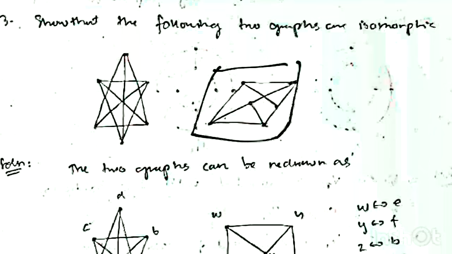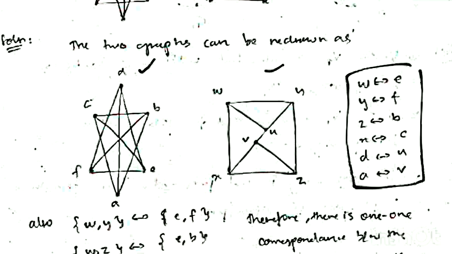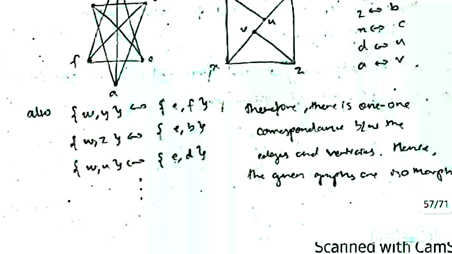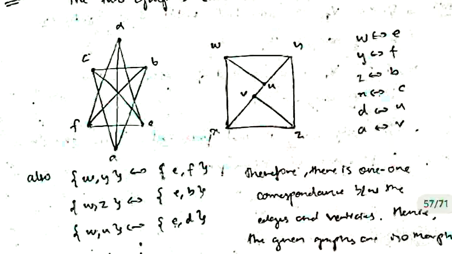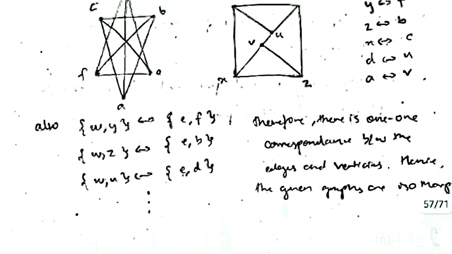In this question there is a mistake in the printing. The diagram is actually like this. So we have to prove that these two graphs are isomorphic. In this case, the correspondence I have written here and the edges I have written here, and that proves the isomorphism.